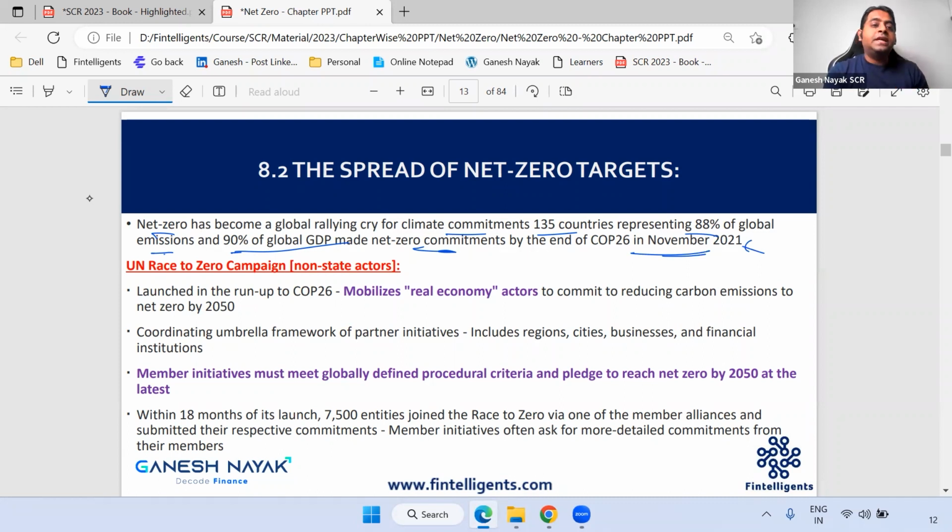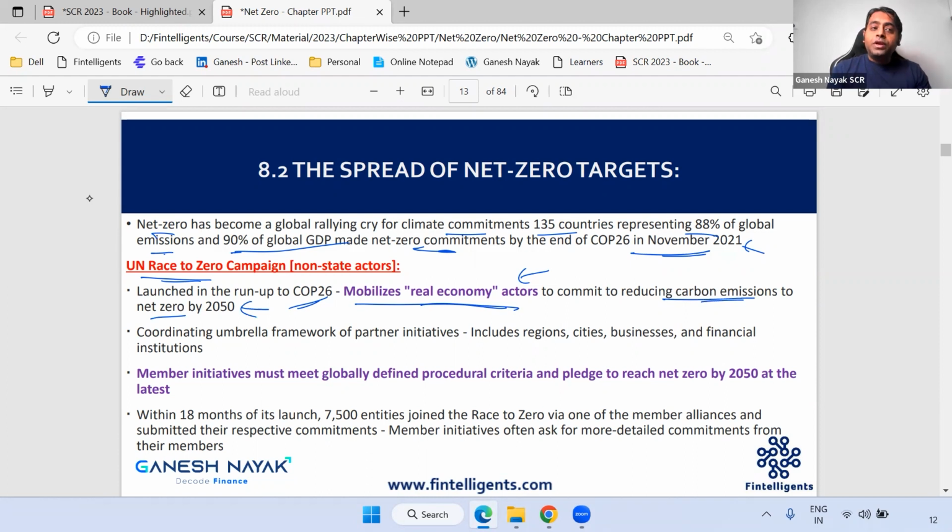Now, when we talk about non-state actors, there is one, the UN Race to Zero, which has been very instrumental when we talk about reaching that net zero level, promoting that the economy should reach net zero. It was launched at the Conference of Parties, COP 26. The intention was to mobilize real economy actors. Real economy actors means companies, institutions, and subnational entities, not just the government. Why? Because we wanted to reduce carbon emissions and reach net zero by 2050.